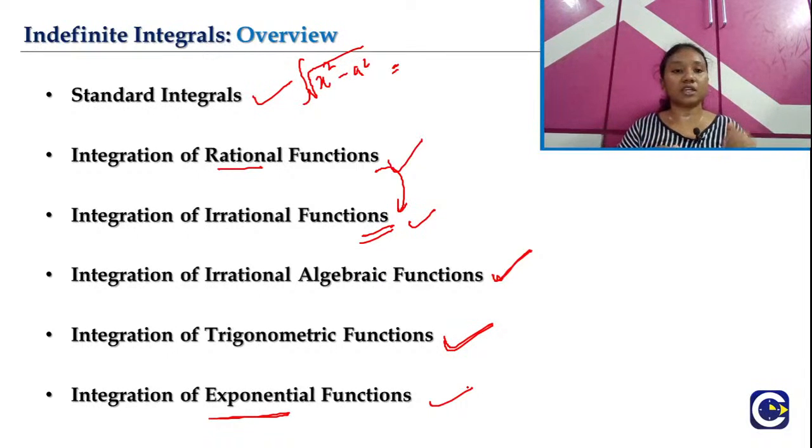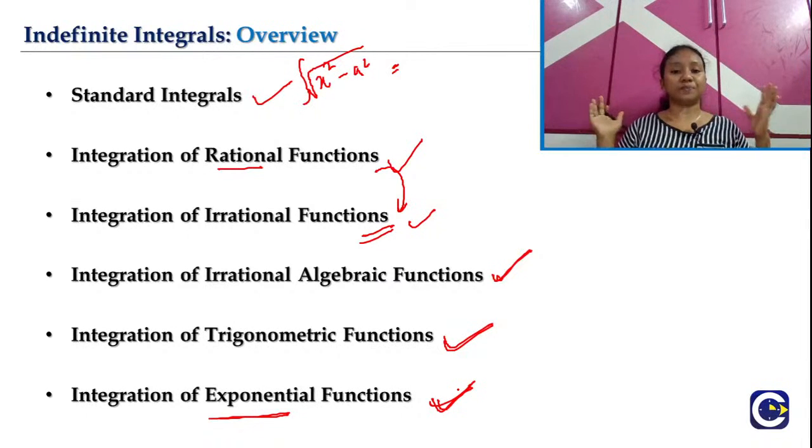So far, wherever we have discussed our standard integrals, all are related to algebraic, trigonometric, or simple logarithmic functions, very little else. We haven't seen a typical, complete exponential function in the standard integrals. So in this integration of exponential functions, we are going to look into the standard integrals related to exponential functions as well as different types of exponential functions, and how to find their integration.